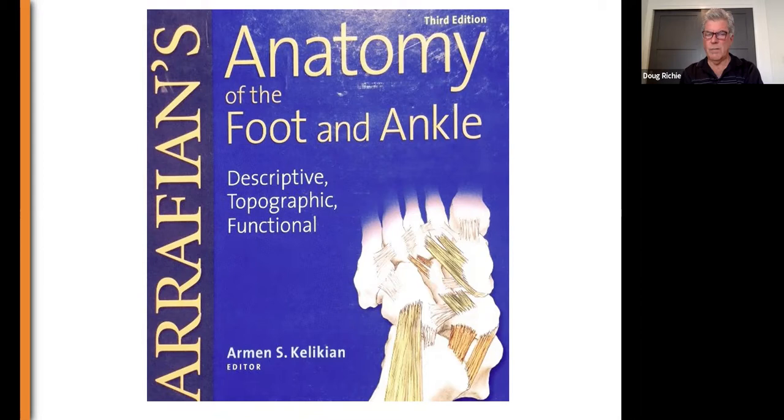And truly, this is, in my mind, one of the best biomechanics texts on the foot and ankle ever written. People always ask me, what's the best biomechanics text? I really think Serapian does a better job almost in this than any other text there is, even before this time.